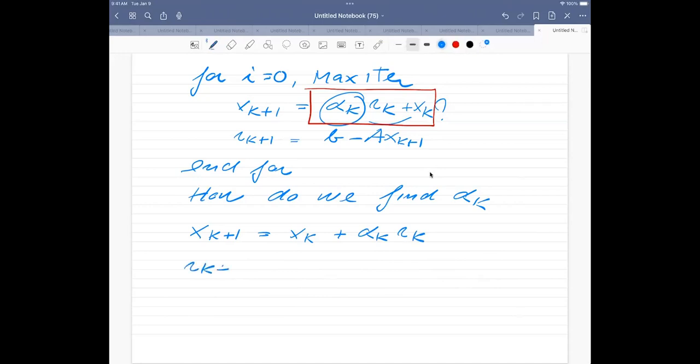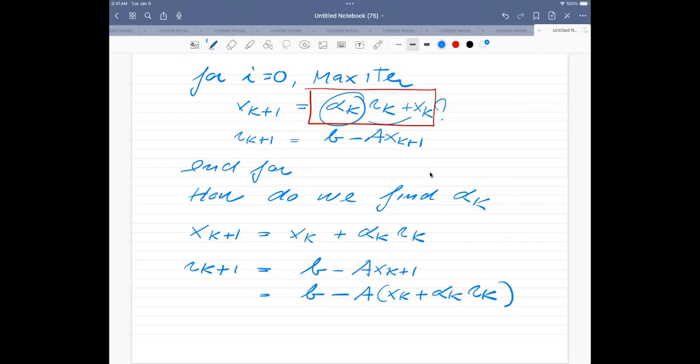It's r of k plus 1, which is equal to b minus A x of k plus 1. And this is what we can rewrite as b minus A times x of k plus alpha of k times r of k. Sorry for that confusion in the previous step. Then I can now reorder.